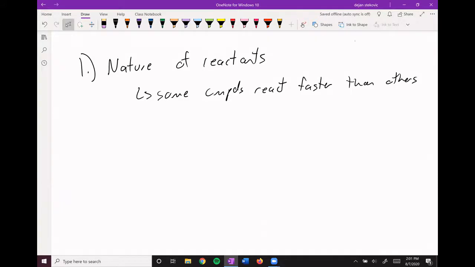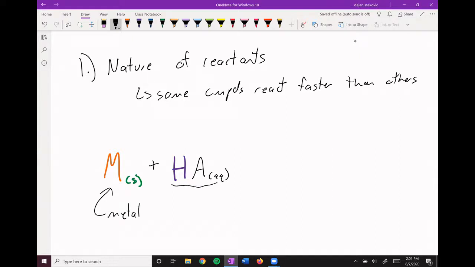So in terms of this reaction, what we're going to look at here is the oxidation of a metal by an acid. So we're going to have some solid metal here, and we're going to toss it in a bunch of aqueous acid. So the acid is going to change. So I'm just going to call the acid HA, and that's aqueous. So this here is our metal. This is our acid, where A can be different things. It can be a chloride, an acetate, different things, as you'll see.